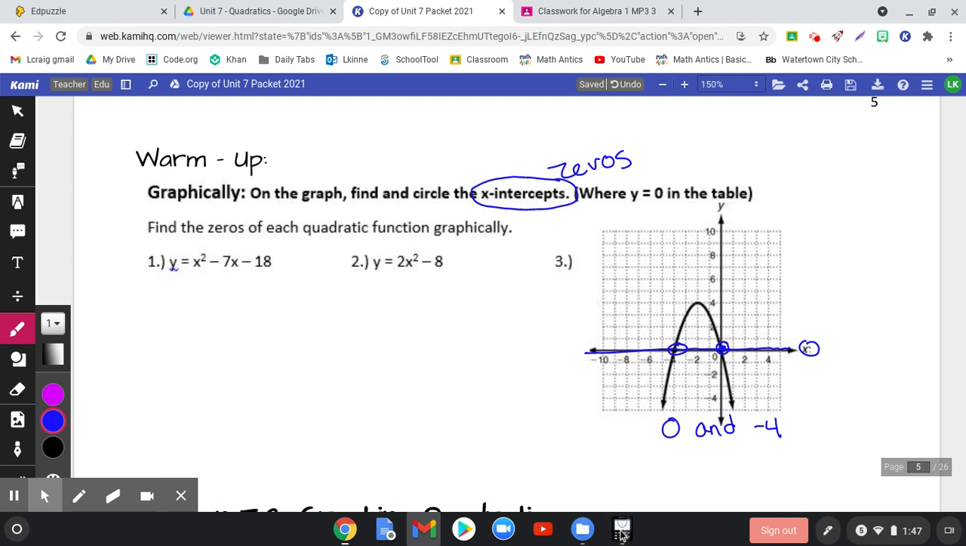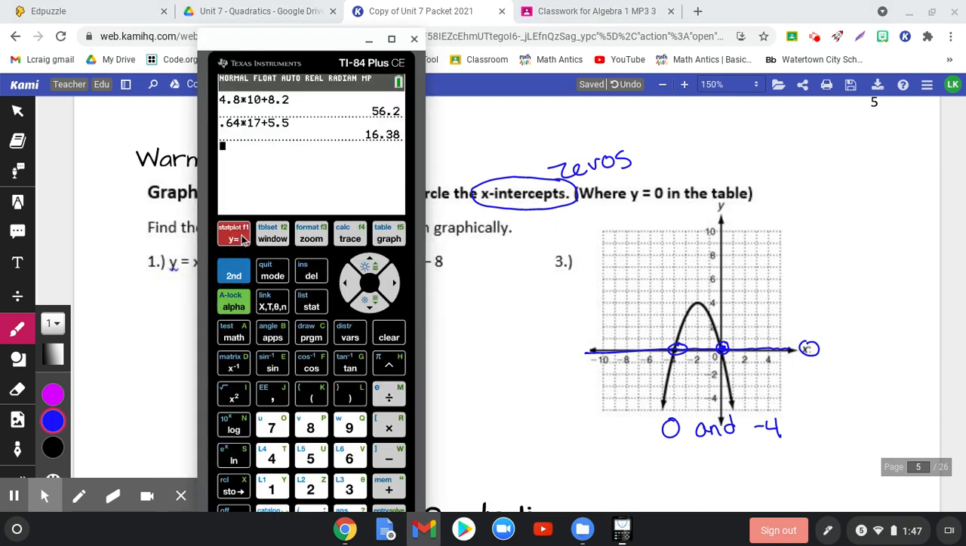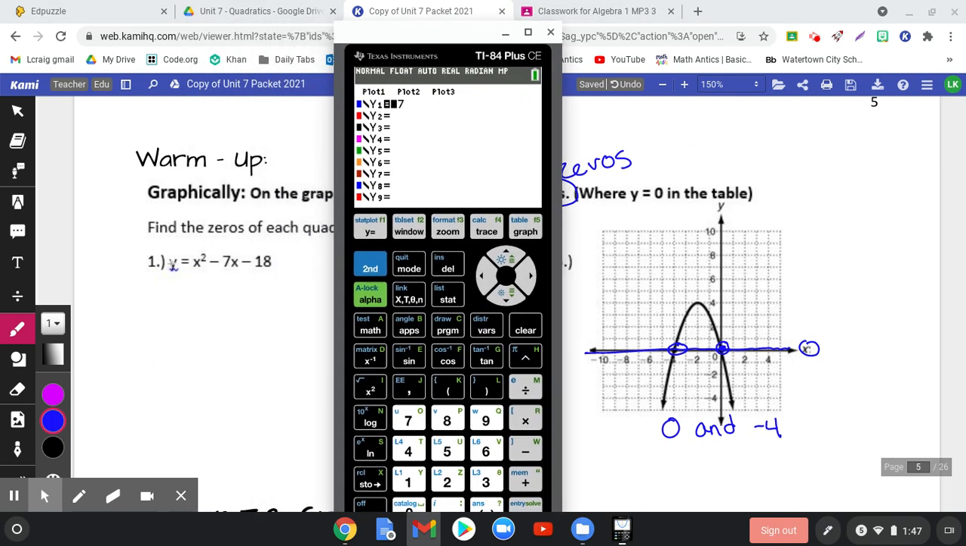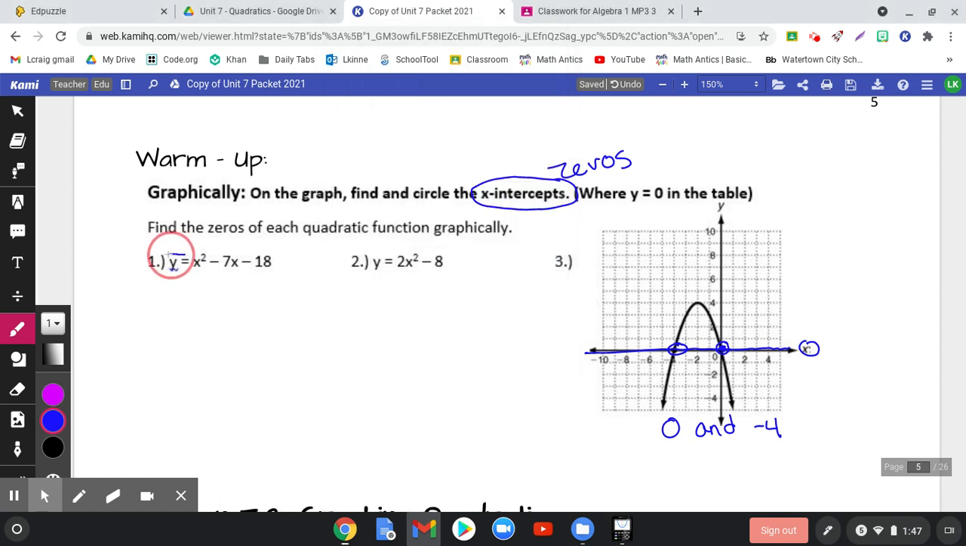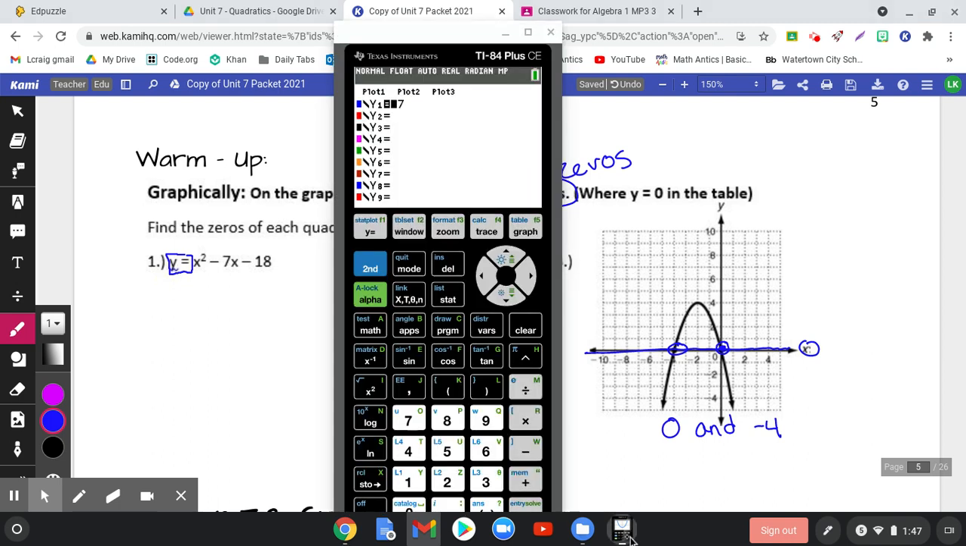All right, so we're going to go to our calculator. We're going to type that equation in. Just go to y equals. There's the button you hit, and then put in whatever comes after the equal sign. So we have x squared minus 7x minus 18. Let's take a look at the graph. Looks like it's hitting at -2 and 9.